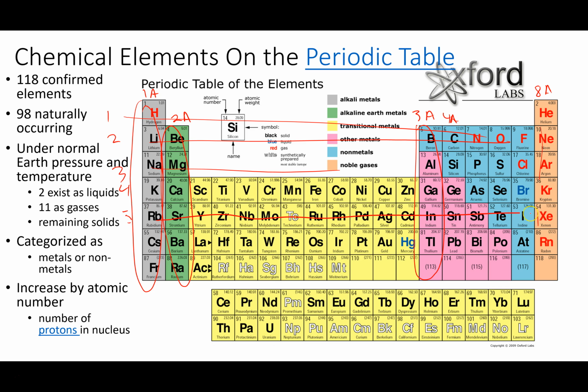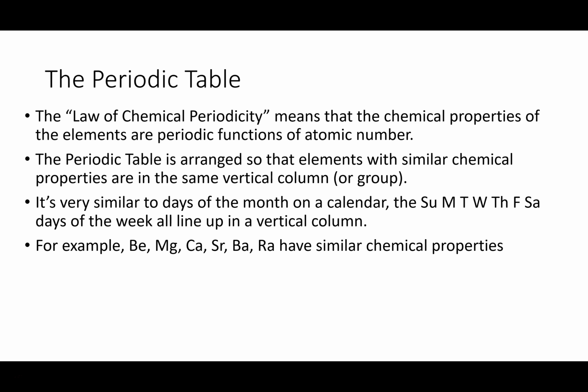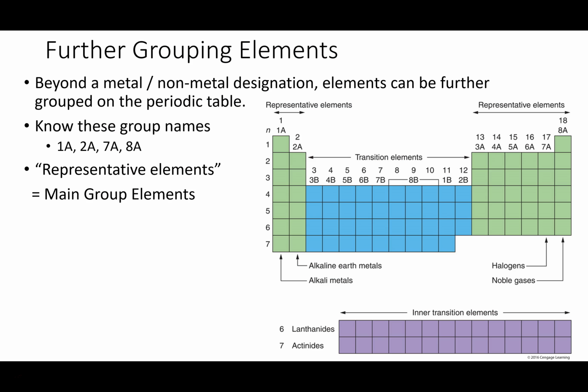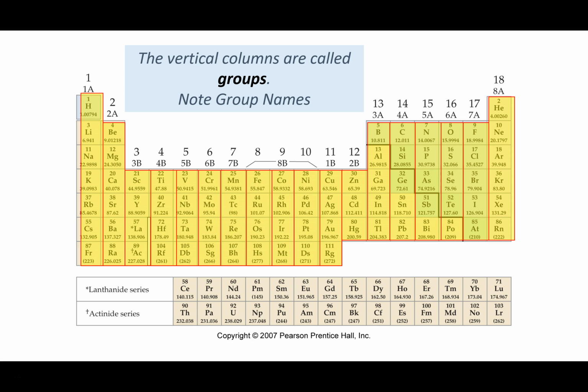It goes like this. Similar elements, up and down, are going to have similar reactivity, similarity with regard to how they react. Chunking up the periodic table. So maybe this is what I kind of did a minute ago.